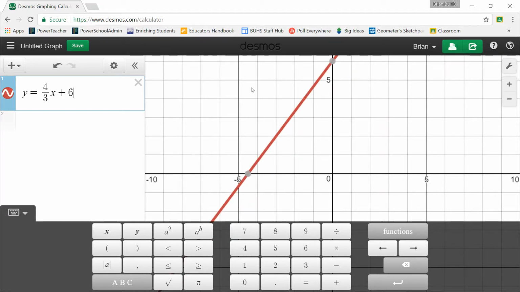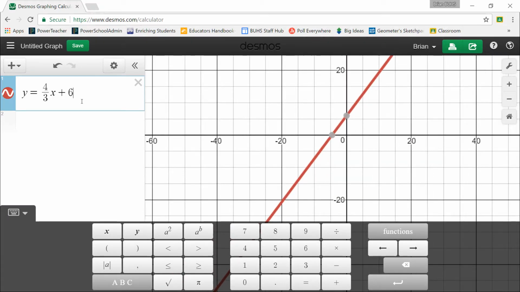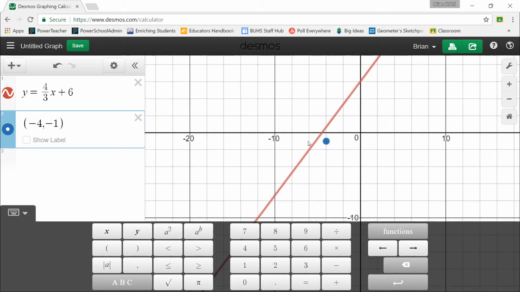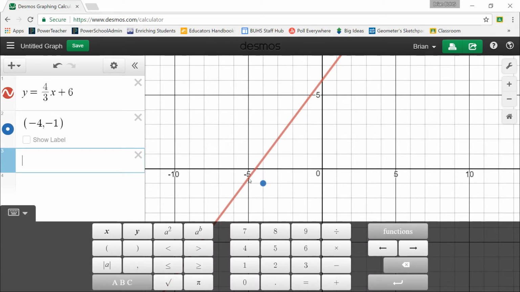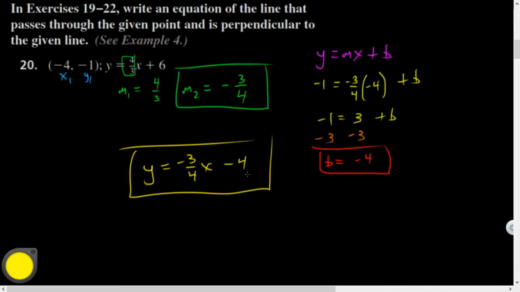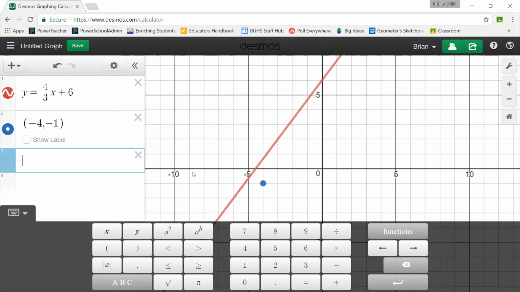There we go. So there's my first line. That's a line for sure. What was the point that I wanted to pass through? It was negative 4, negative 1. There we go. All right, so it's something like that. And I want a line that is perpendicular that goes through that point. And we claim that it's y equals negative 3/4 x minus 4.